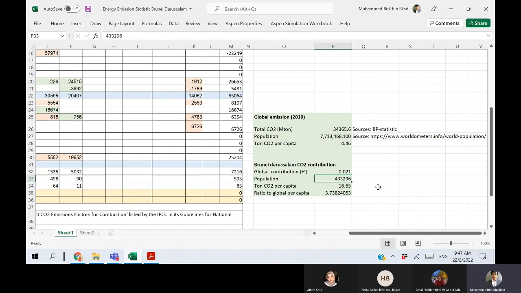Now I know the exact number. Today it is like 444,000 Brunei population, and 2019 was 433,000. Then we calculate tons of CO2 per capita. Remember the CO2 we had in kiloton before, so I make it into tons and then divide it by the number of population. So we consume about four times above the average of the global population, which makes sense.